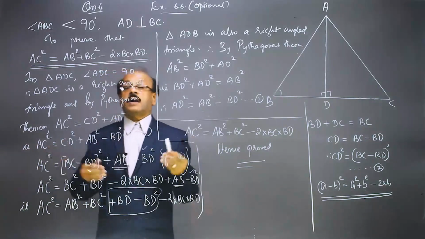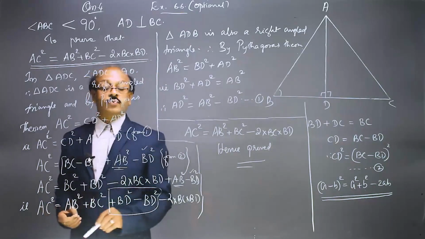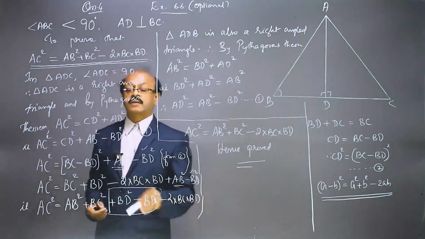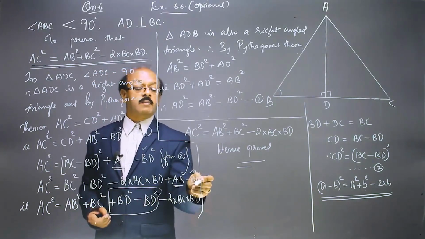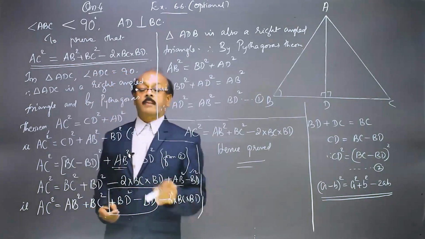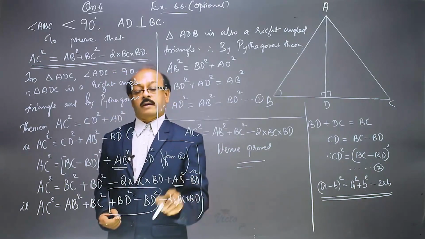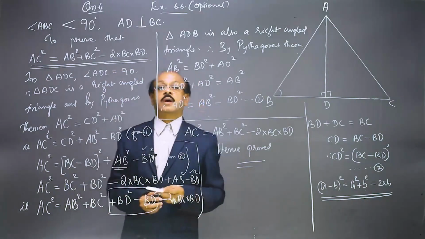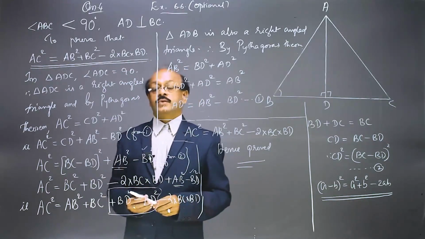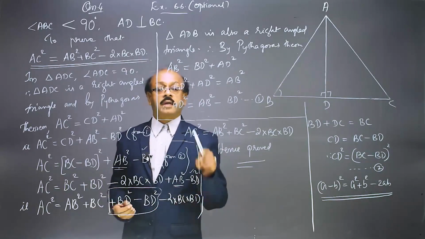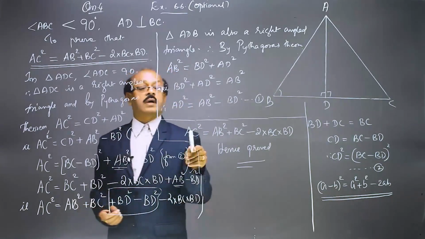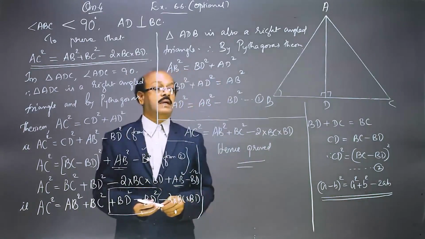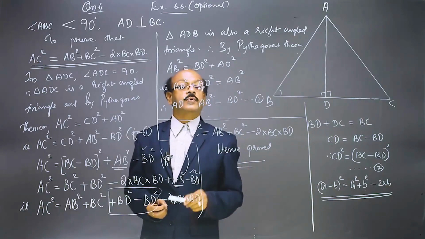Now we are rearranging the terms. AC square is equal to, we are writing AB square as the first term, BC square as the second term, then plus BD square as the third term and minus BD square as the fourth term. Then minus 2 into BC into BD is there. Now cancelling plus BD square and minus BD square, the sum is equal to 0. So these two terms are getting cancelled. The remaining quantity is AC square is equal to AB square plus BC square minus 2 into BC into BD, which is the required result. We have proved the required result.